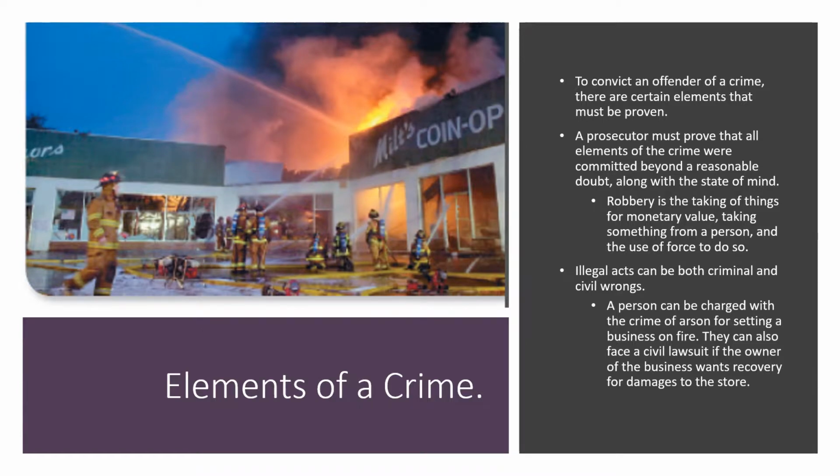Elements of a crime. To convict an offender of a crime, there are certain elements that must be proven. A prosecutor must prove that all elements of the crime were committed beyond a reasonable doubt, along with the state of mind. We have to show the person did something in a guilty state of mind that caused harm or damage, and that all the facts are there. We have the proof of the weapon, or we have the proof of the drugs, or something like that.